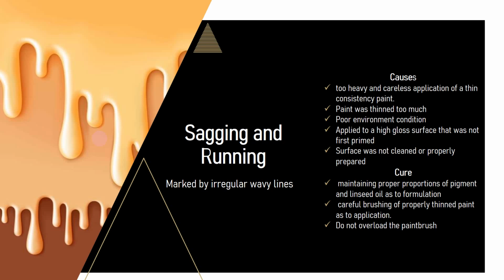The next one is the sagging and running. This paint failure is easily identified because of the downward movement of the paint, like this one in the picture. The paint droops downward after being applied on the surface. The causes are too heavy and careless application of a thin consistency paint. Paint was thinned too much at the time of application. Paint was applied in poor environmental conditions, and so on.